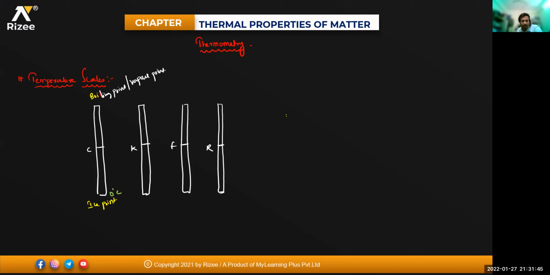For the Celsius scale, the lower fixed point is 0 degrees centigrade and the boiling point is 100 degrees centigrade. For the Kelvin, it is 273.15 Kelvin and the upper point will be 373.15 Kelvin. For the Fahrenheit, the lower fixed point is 32 degrees and the upper point is 212 degrees Fahrenheit. Clear? And for the Reamer, it is 0 Reamer and the upper point is 80 R.